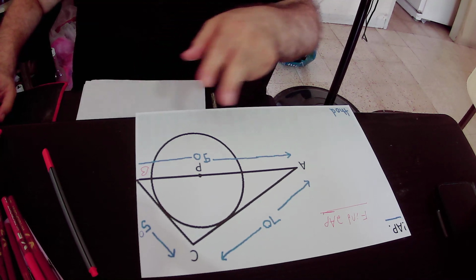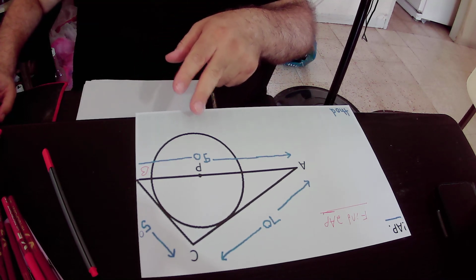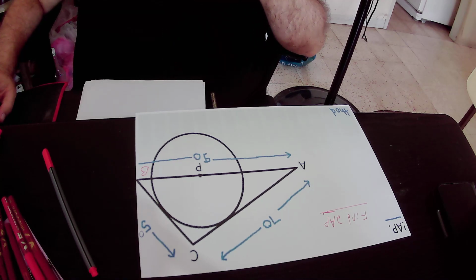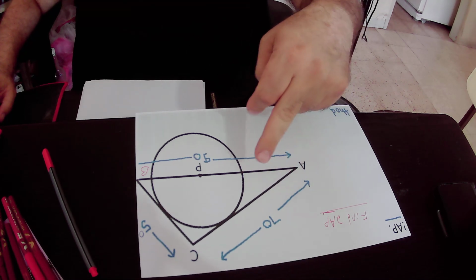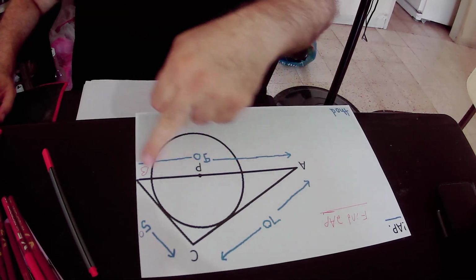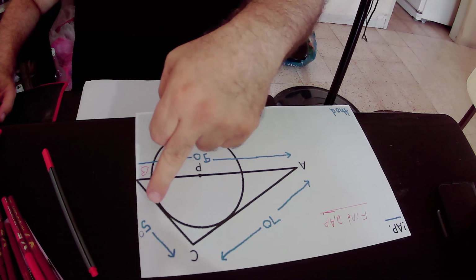Okay, actually we have in the picture triangle ABC. Side AB of the triangle is 90 units. Side AC of this triangle is 70 units, and side CB of triangle ABC equals 50 units.